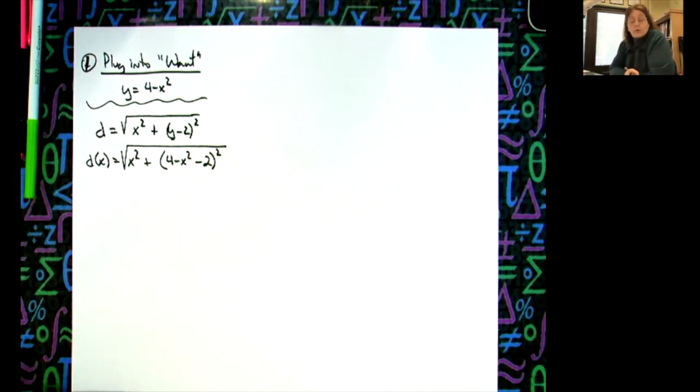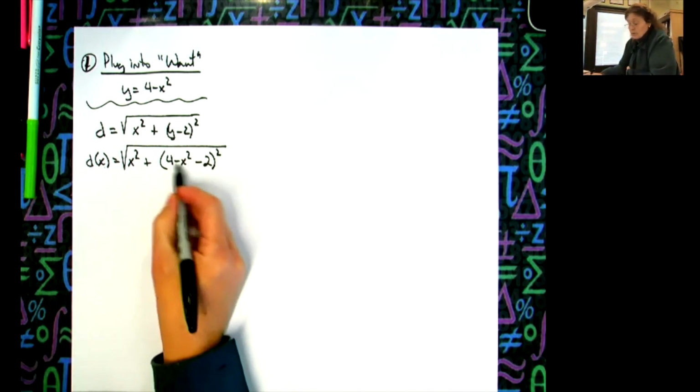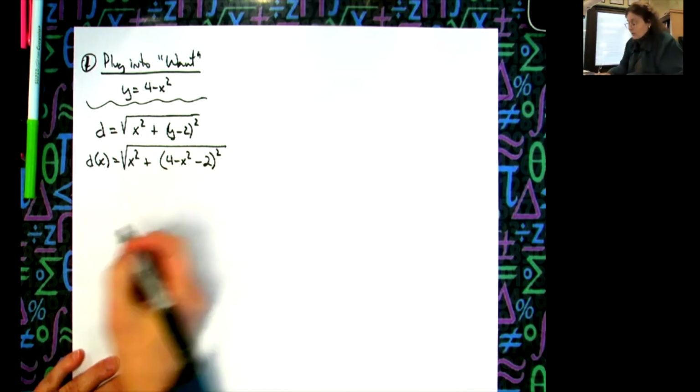Okay, so now do you see where this algebra is just going to, like, we're going to have a lot of algebra to do underneath here. Okay, I can combine some like terms. Let's clean this up so we have a nice little binomial here.